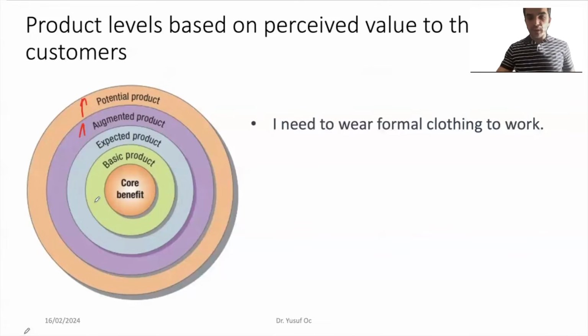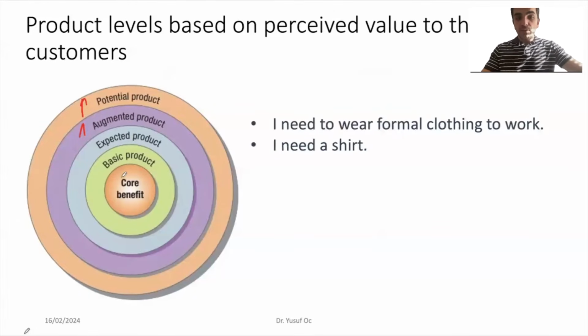The core benefit is that I need to wear something to go to work, because I need to wear a formal shirt. That's the core benefit: I need a formal shirt. It doesn't matter if it is Marks and Spencer or Dior, I just need a white formal shirt. And then for the basic product, you need a shirt because you cannot wear other things, since it's the dress code at work. So you need to wear something, and then you need a shirt.